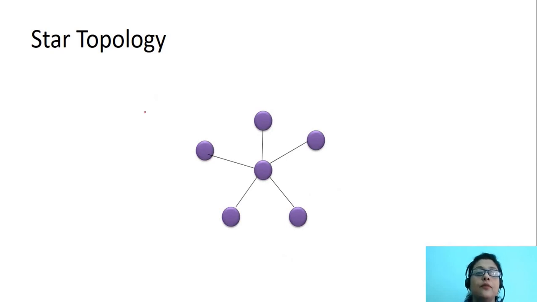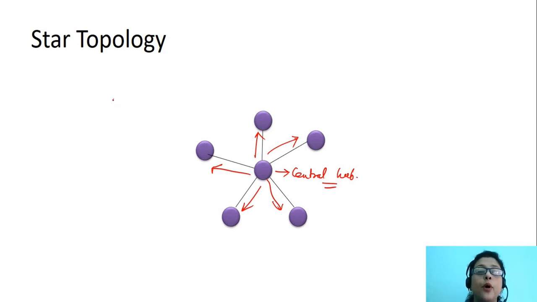This is an example of star topology. In star topology, there is a central hub through which all communication takes place to all other nodes that are connected to the central hub. But the problem is that if the central hub crashes down, then the entire data communication crashes. So this is again a problem.